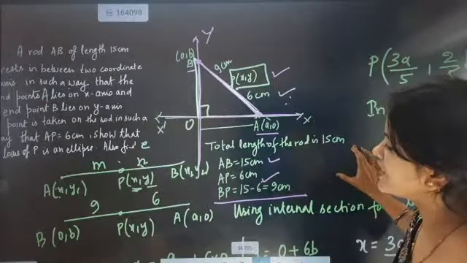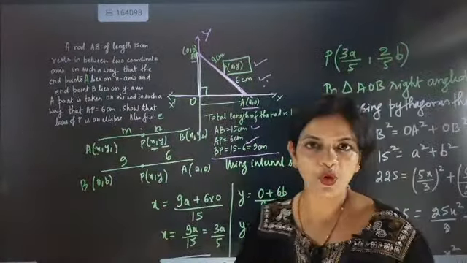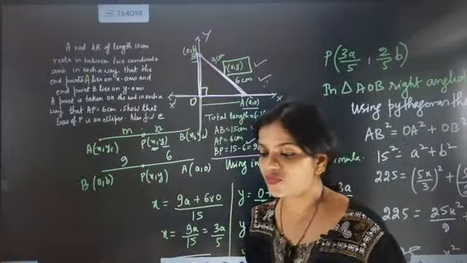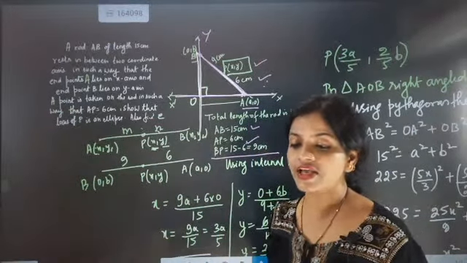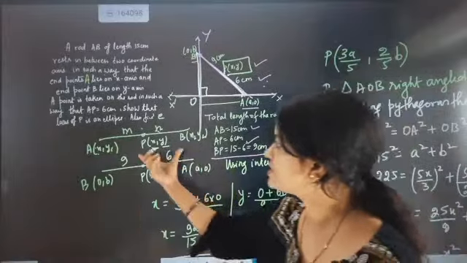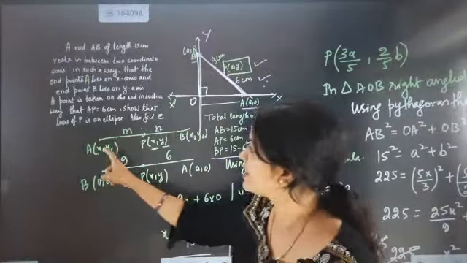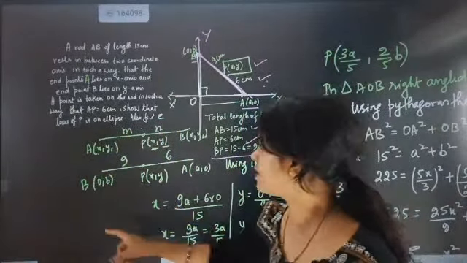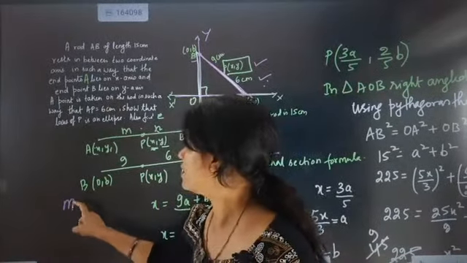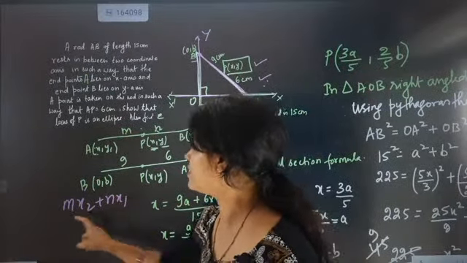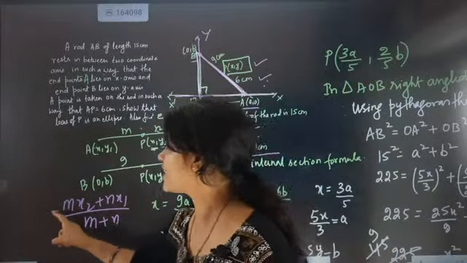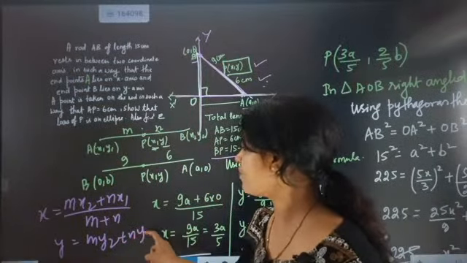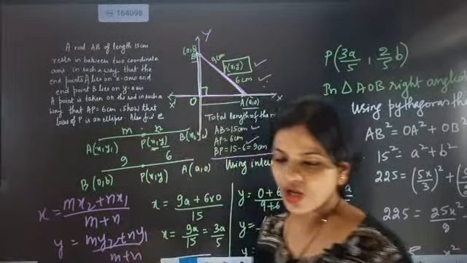So after taking this one as 9 centimeter, now we have to use the internal section formula. What is the internal section formula? I have discussed it. I told that if a line is cut in the ratio m is to n by a point P, then the formula will become (m x2 + n x1) by (m + n) to take out the x point, and the y point will be (m y2 + n y1) by (m + n). So this formula only I have used, beta.